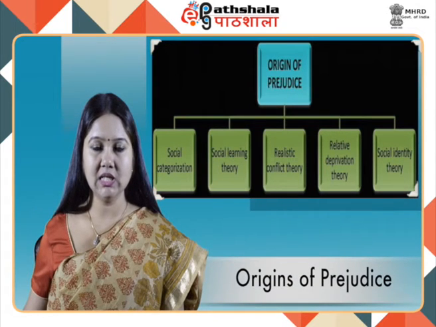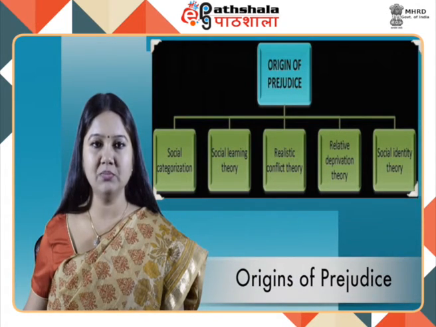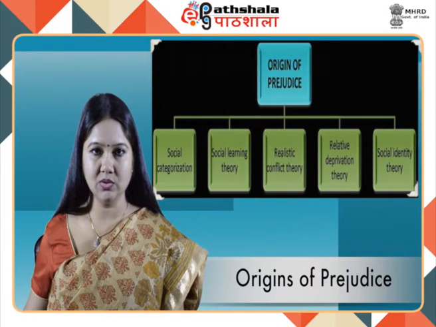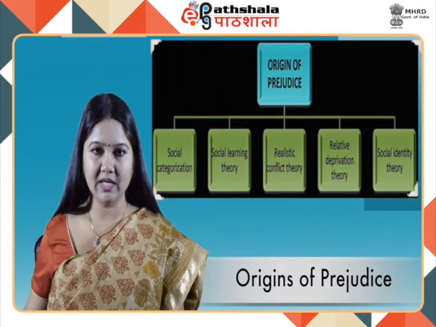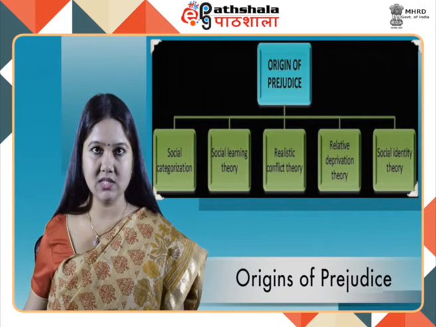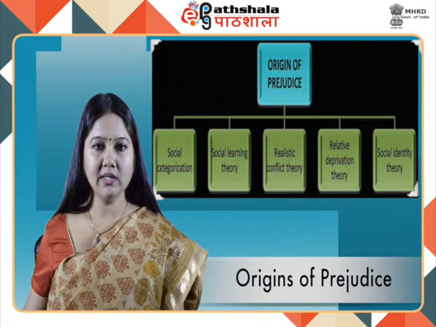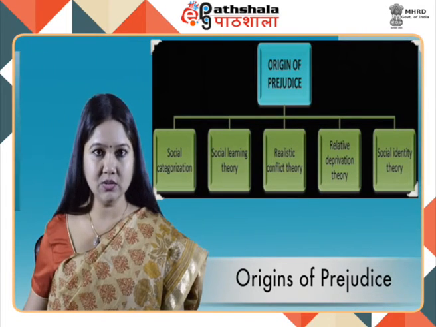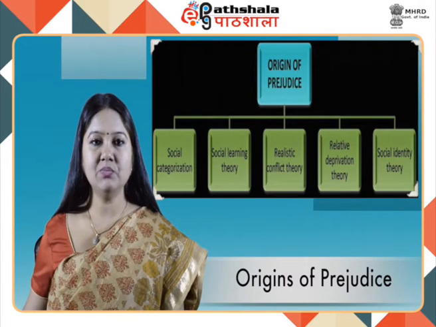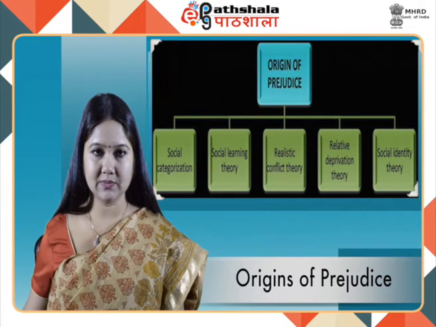The social learning view suggests that people develop prejudice and stereotypes about members of various groups in the same way as they learn other attitudes and beliefs. One important source of information for children in terms of stereotypes and prejudice is the behavior of parents and peers.